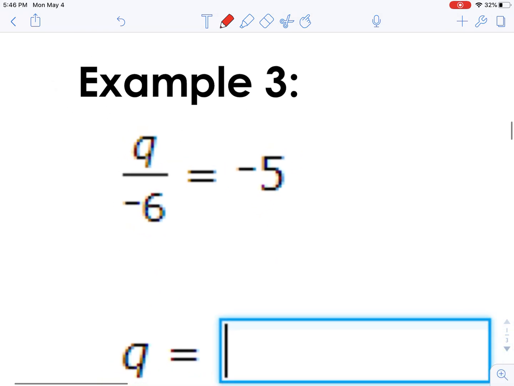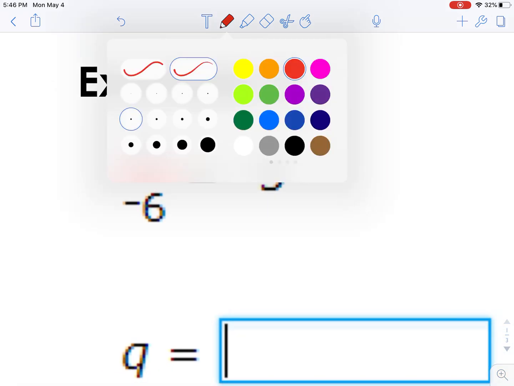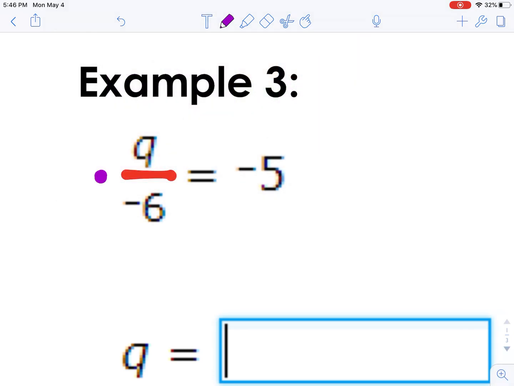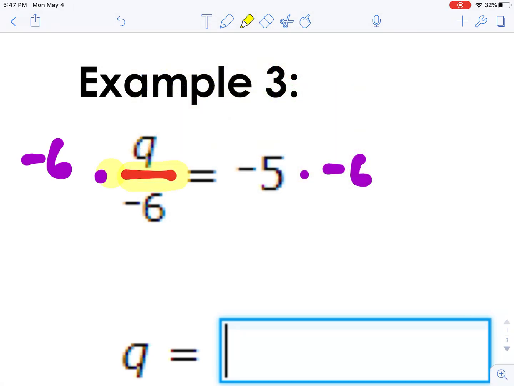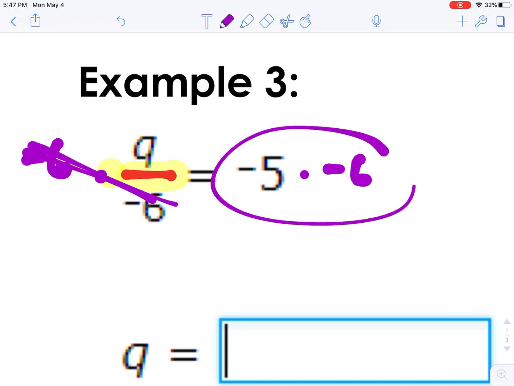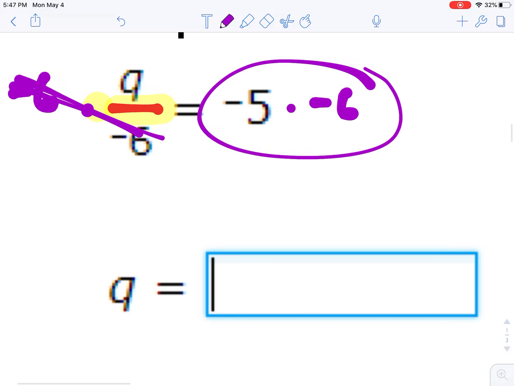Here's another division one. If we're dividing by -6, to undo it, we multiply. But you're going to still multiply by -6 because your inverse operation is multiplication, so you don't have to change the sign. So here, those would cancel, and then a negative times a negative is a positive, and that will be a positive 30.